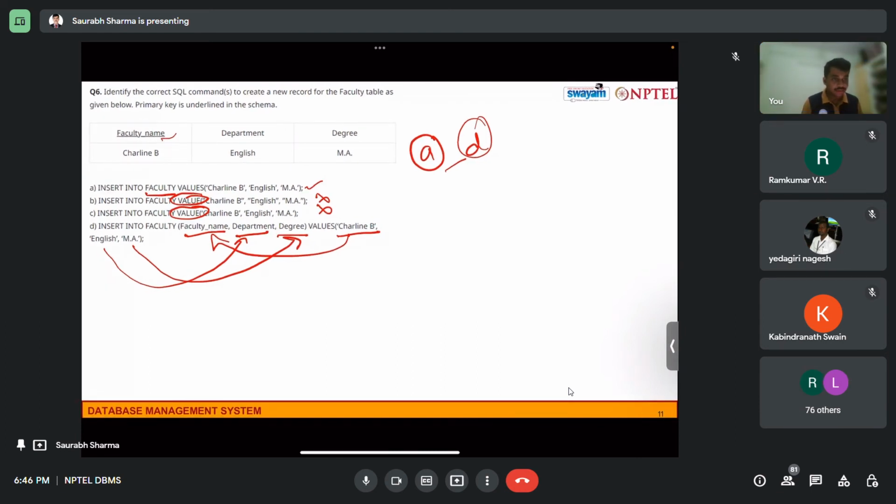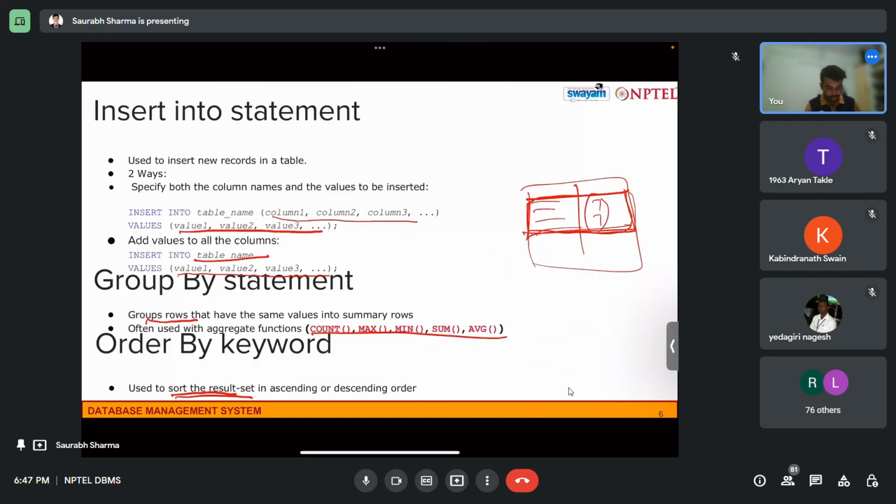Sir, please can you explain this question once again? Okay, whenever we want to insert some values in a table or in a relation, there are two kinds of queries we can use. First, some column names are given, and with that we map some values, value 1 to column 1, value 2 to column 2, likewise. And second, if we add values to all columns, then we just write the table name and write the values, and also see this keyword, it should be values.